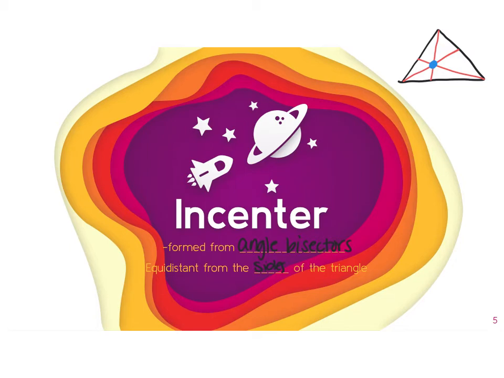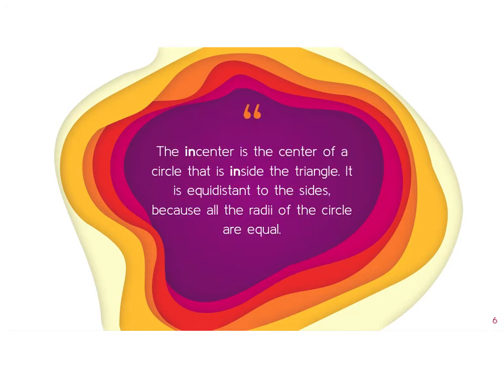What's going to actually happen is we're going to get a circle here, okay? And yes, that circle is not quite perfect because I'm freehanding this. But what happens is that point is going to be equidistant from each of the sides. That radius, right, in a circle has to all be the same. So again, since the radius has to be all the same, the incenter ends up being exactly the same distance from each side. The incenter is the center of a circle that is inside the triangle. It is equidistant to the sides because all the radii of the circle are equal. That's what we were just looking at.